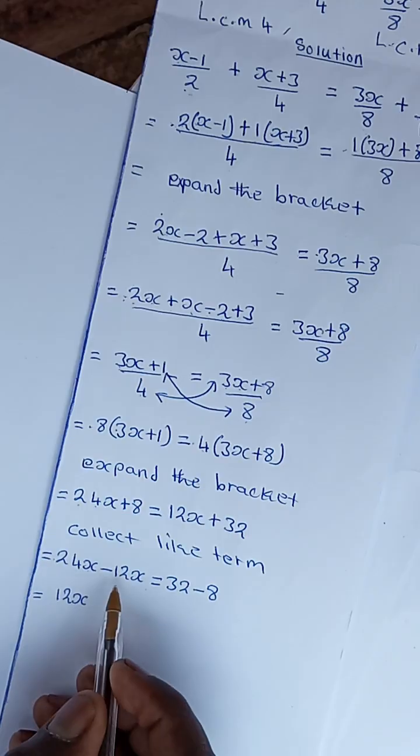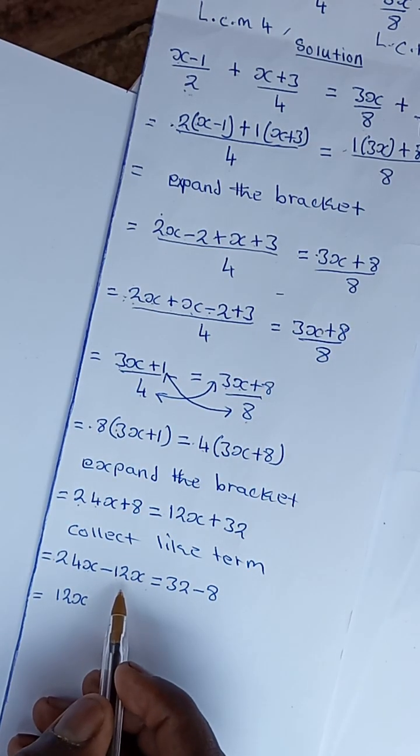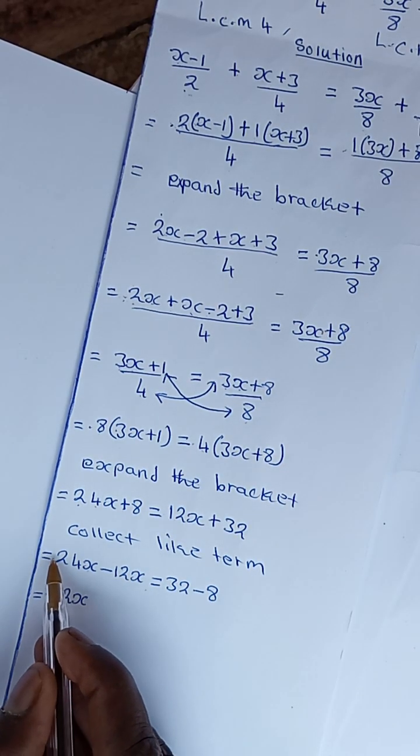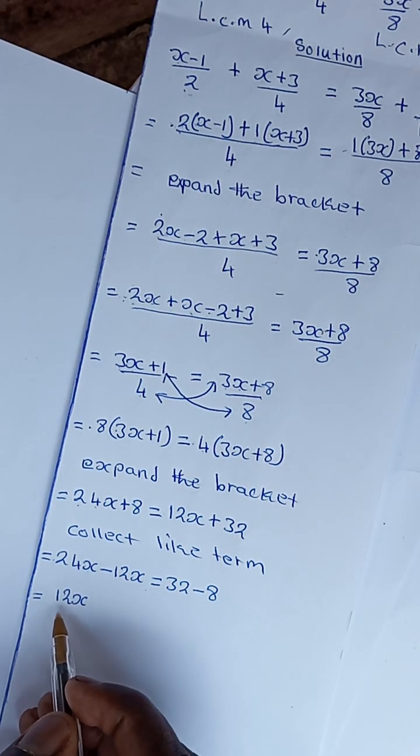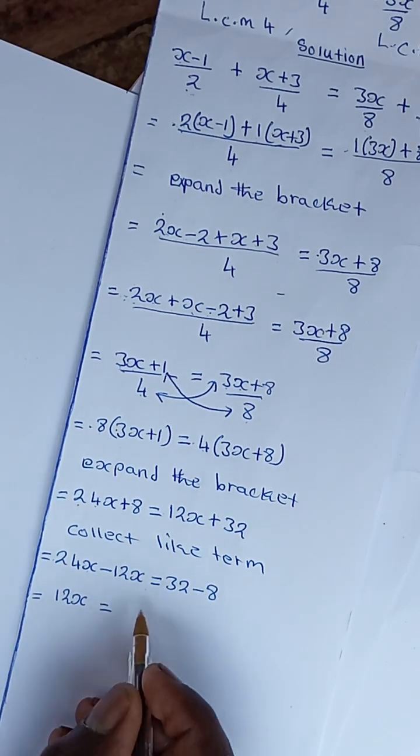Again, 24 and 12, which one is the bigger number? The bigger number is 24. 24 has a sign of plus. That's why we have plus 12x equals to.